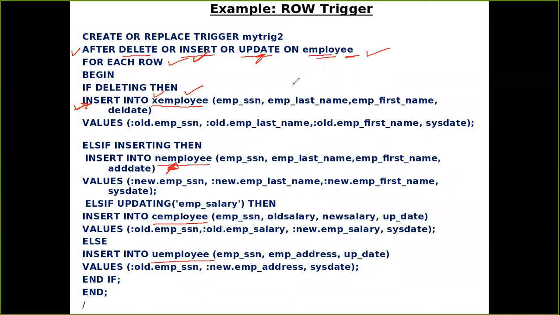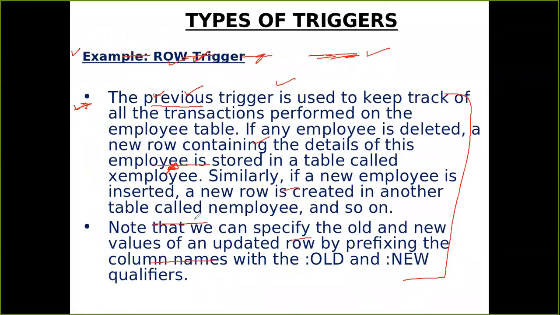For example, if I need to back up or recover from some problem, then I must have the data. So this kind of action can be performed by the trigger simultaneously. Whenever I perform some action on the employee table, at the same time this trigger will update one of these four tables, X employee, N employee, C employee, or U employee, according to the kind of action.